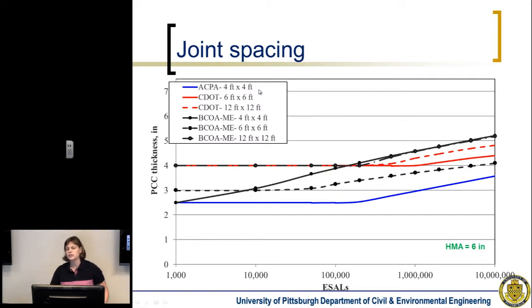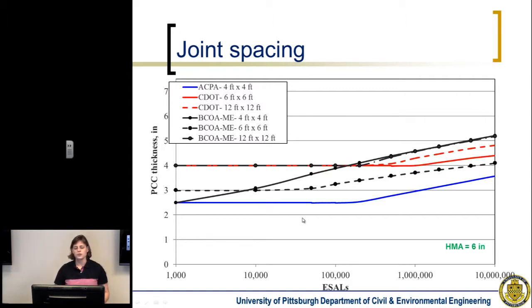Now, the ACPA procedure was the original procedure used for predicting the thickness of ultra-thin overlays, and the Colorado procedure was the traditional procedure used for predicting the thickness of thin overlays prior to the BCOA-ME. And so this is why we're making comparisons. The 4x4 would be compared to the ACPA procedure, the 6x6 to the Colorado, and also the Colorado for the 12x12, because this is what was available prior to the BCOA-ME.